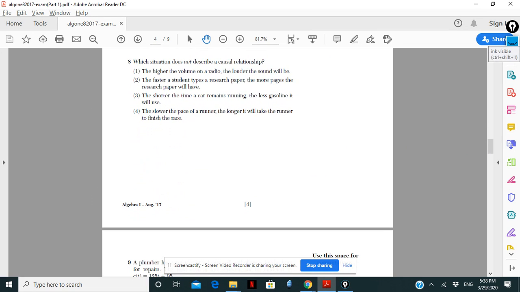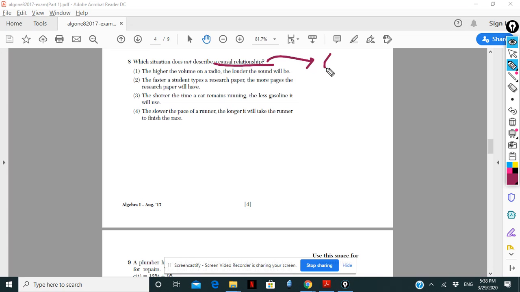Okay. Question number 8. Which situation doesn't describe a casual relationship? A casual relationship. What this means? A casual means correlation. So we're looking for which events don't relate to each other, because correlation, we know before that you might have a positive correlation or a negative correlation. So let's think about the given.